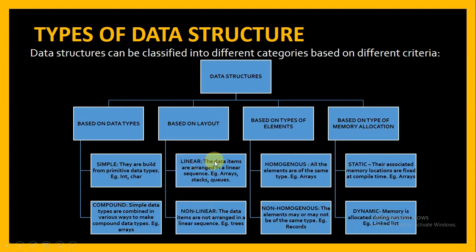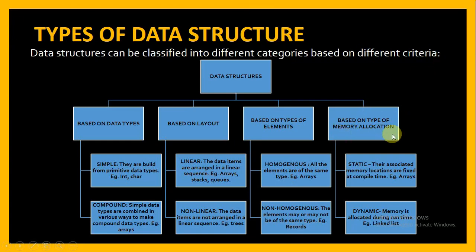Based on layout, data structures can be of two types, linear and non-linear. In linear data structures, the data items are arranged in a linear sequence. An example of this is arrays, stacks, queues, etc. In a non-linear data structure, the data items are not arranged in a linear sequence. An example of this is trees. Now, based on types of elements, data structures can be homogeneous and non-homogeneous. Homogeneous data structures, in this, all the elements are of the same type. An example of this is arrays. And non-homogeneous data structures, the elements may or may not be of the same type. An example of this is records.